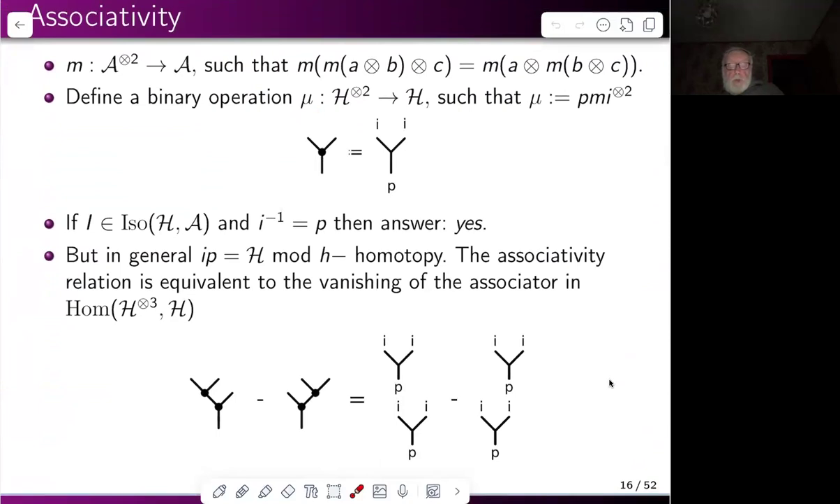We want mu to mimic the associativity condition, the associativity multiplication condition. So first, it should be like a multiplication. Diagrammatically, we have two entries and one exit. This operation means that we have I, this tensor square, then we have multiplication M, and then we have projection P back.